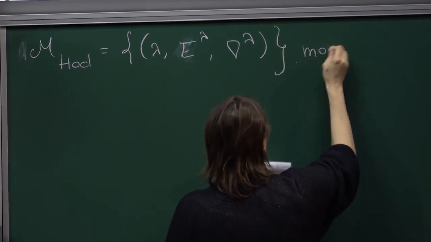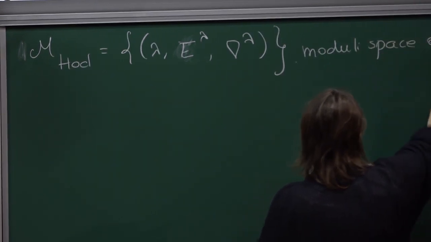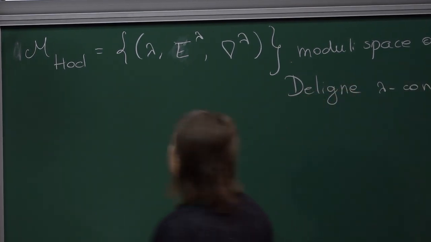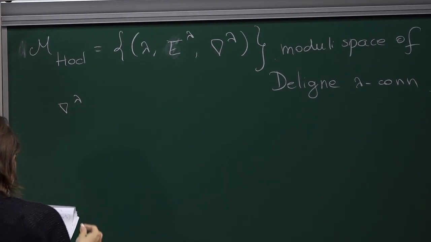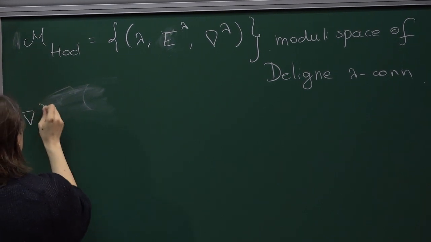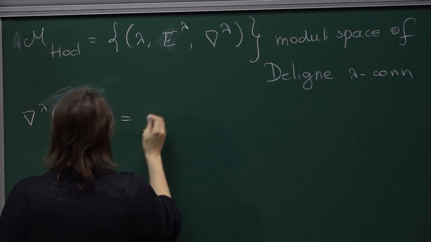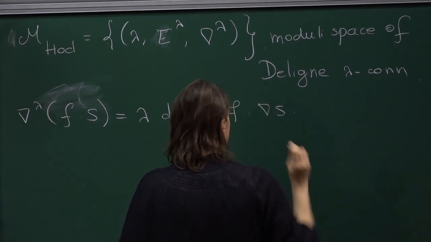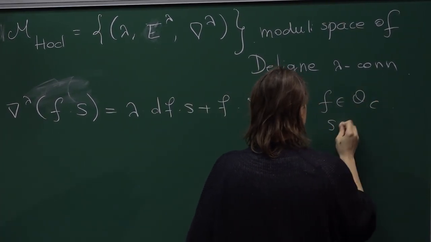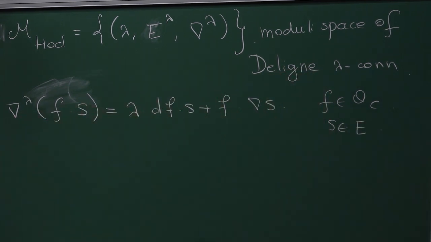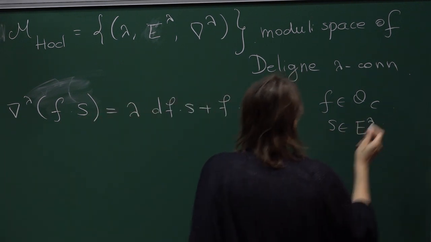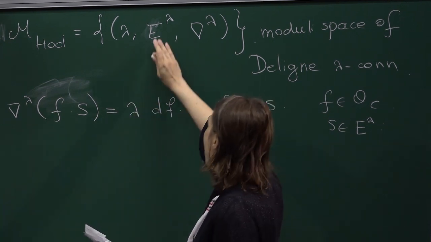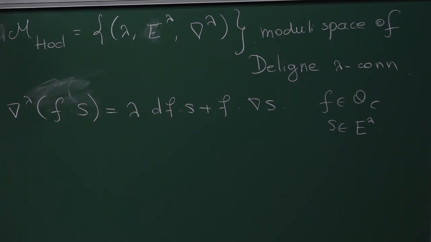So this is the moduli space of the lambda connection. And the rule is that the lambda-like Leibniz rule is that this is lambda times df times s plus f times this of s, and f is just a holomorphic function, and s is just a section of the vector bundle. Usually, I like to use the notation V lambda for the connections, but it's okay.